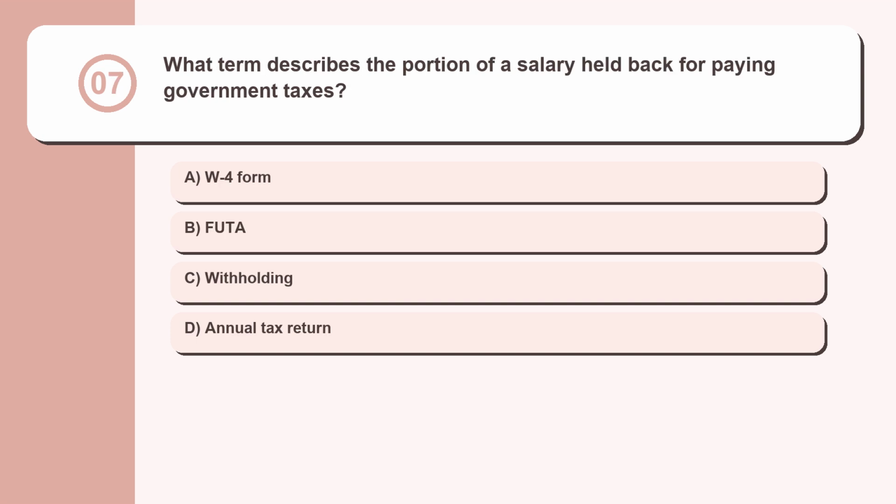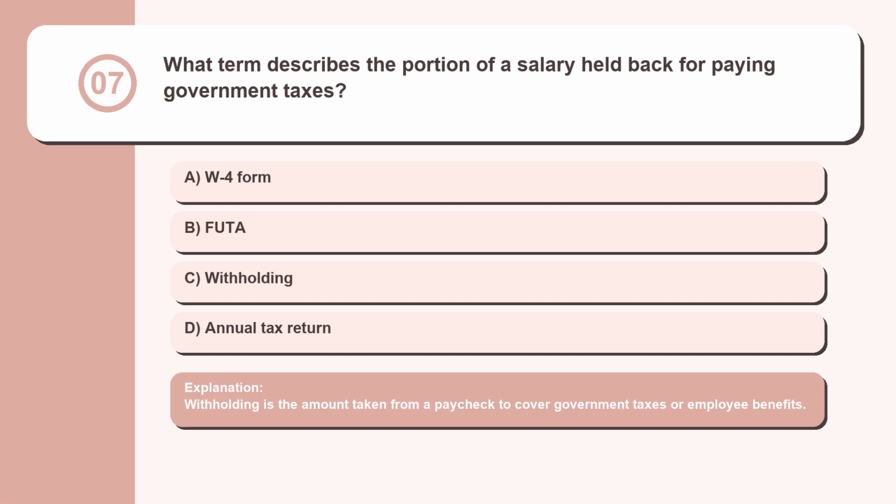Question 7. What term describes the portion of a salary held back for paying government taxes? Here are your options. Option A, W-4 form. Option B, FUTA. Option C, withholding. Option D, annual tax return. Explanation. Withholding is the amount taken from a paycheck to cover government taxes or employee benefits.